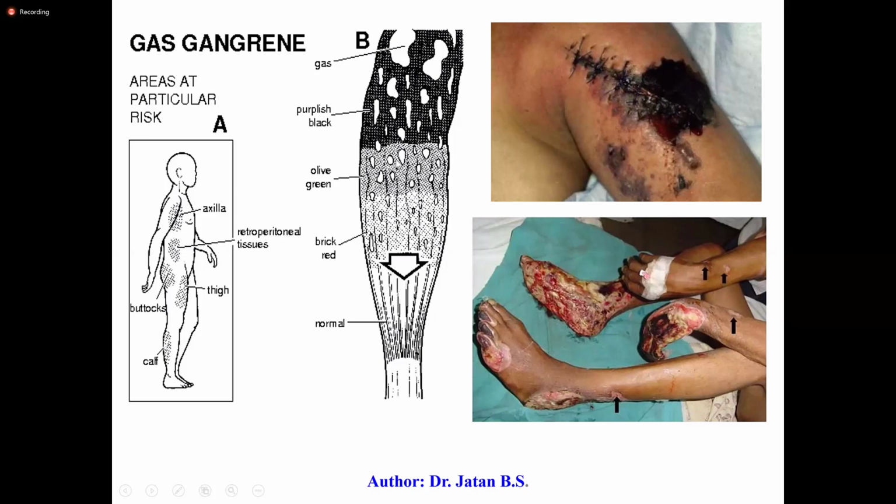Okay, so these are different parts of the gas gangrene affected area. This is the most necrotic part. This is the slightly affected part. This might be the least affected, and this is the normal. These are the different parts you find in a gas gangrene lesion. Okay, did you understand?